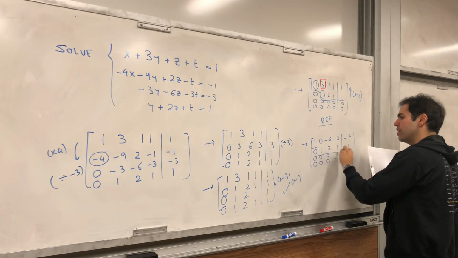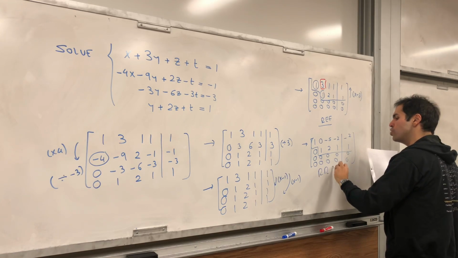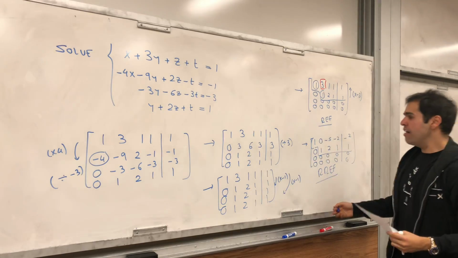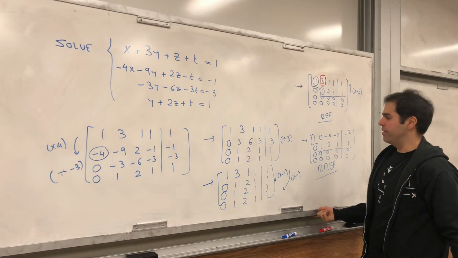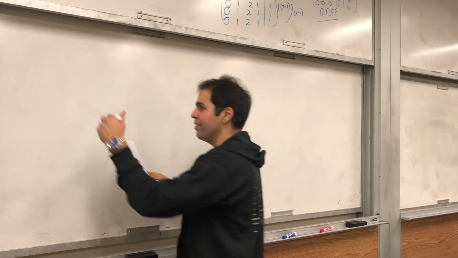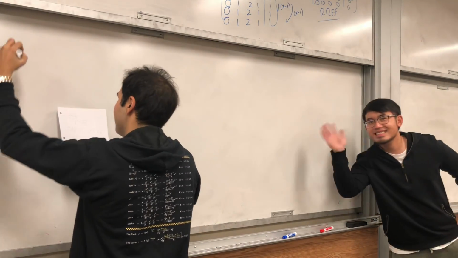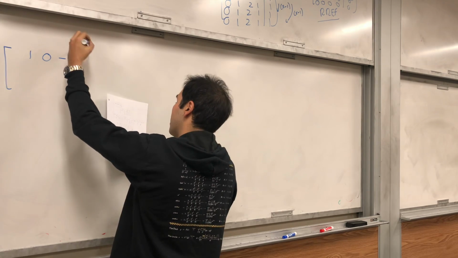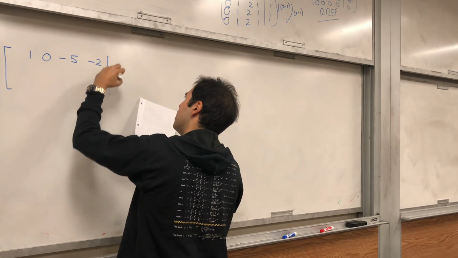And this is good. This is indeed in reduced row echelon form because the pivots are 1 and everything above and below the pivots is 0. Okay, how do we interpret this now? So, let me rewrite the matrix. 1, 0, minus 5, minus 2, and minus 2.